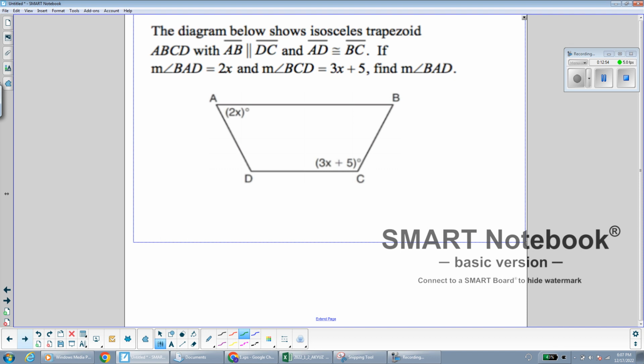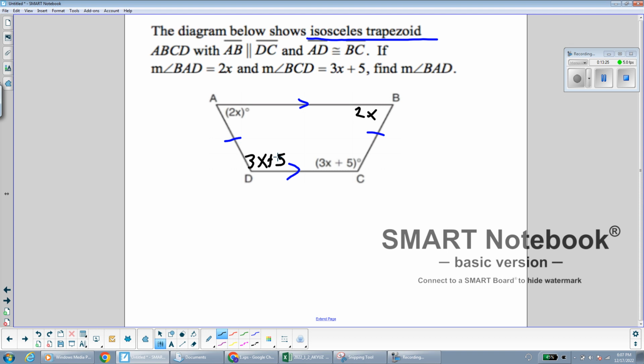In this example here, it tells us in isosceles trapezoid ABCD, AB is parallel to DC, and the legs AD and BC are congruent. We also know, since this is for sure an isosceles trapezoid, that the base angles are congruent. So if this upper base angle is 2x, so is this one. If this lower base angle is 3x plus 5, so is this one.